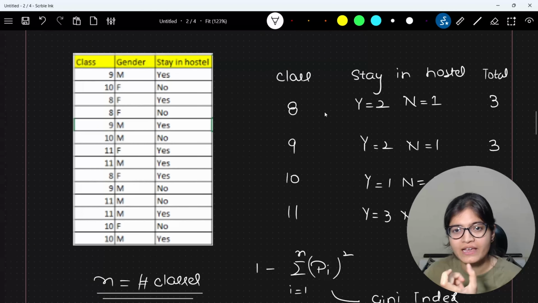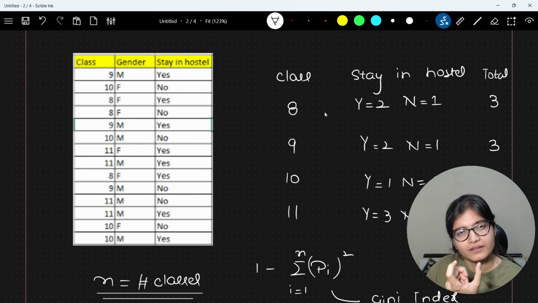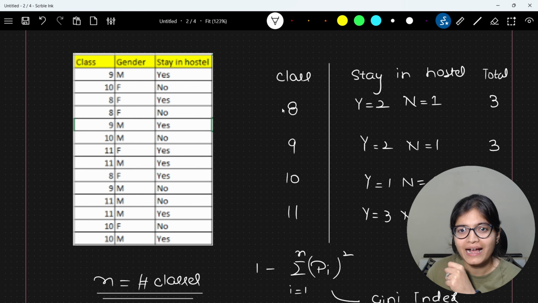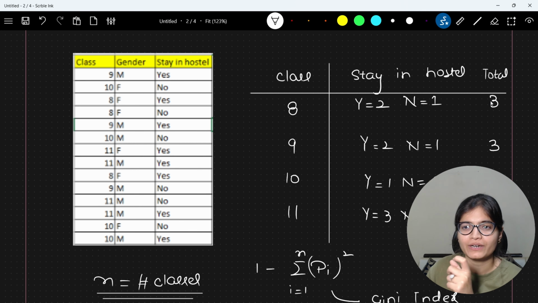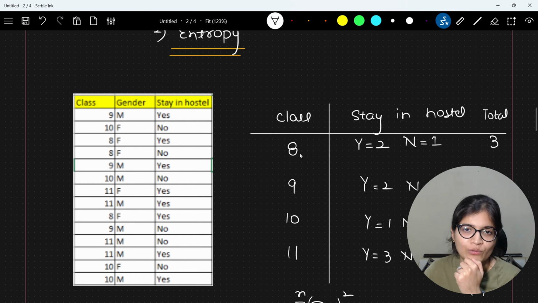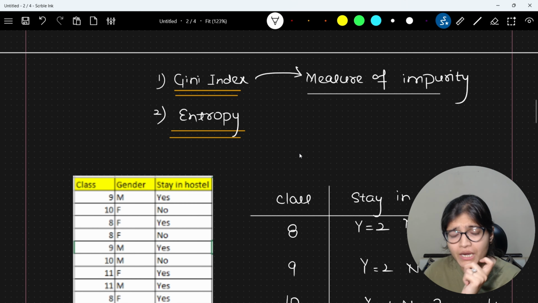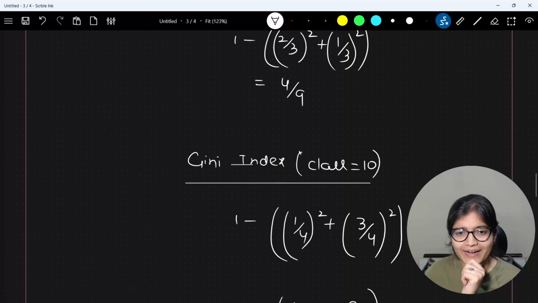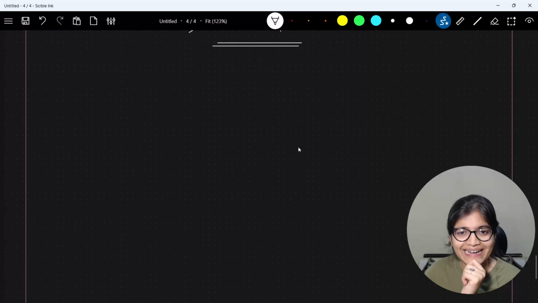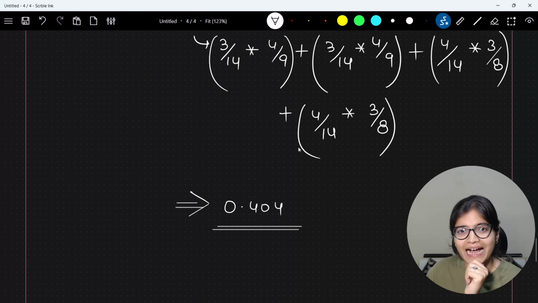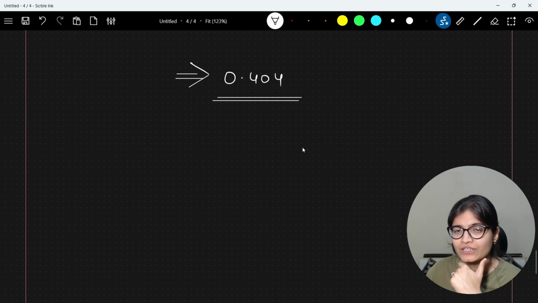So what we have done is, first of all, we compute it step by step with respect to each and every class that we have. And afterwards, we compute it for the complete feature that we have. That's how the complete calculation is done. Now, moving ahead, this was for the class, which is 8, 9, 10, 11. Similarly, we have to compute the Gini index for the gender.